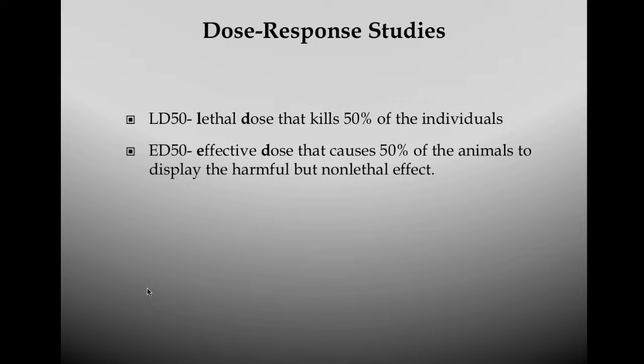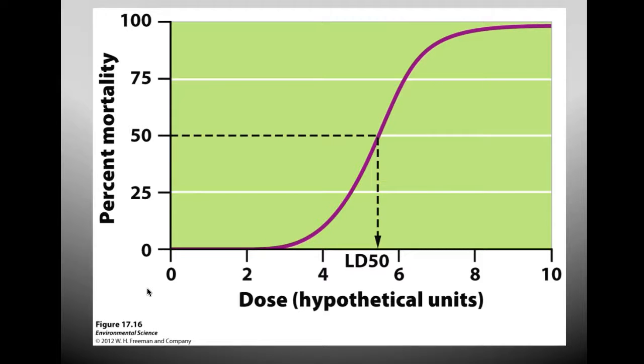A dose-response study is the method that toxicologists use to determine safe values for human consumption. And these acronyms LD50 and ED50 should be acronyms that you can recall. So lethal dose that kills 50% of the individuals, or the effective dose that causes 50% of the animals to show some sign of sickness, not necessarily death. They use animal studies to determine these values, and they graph out some data, and you find where that 50% mark is, and that is your LD50.